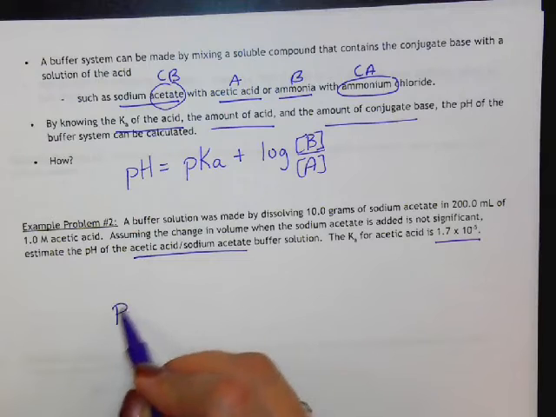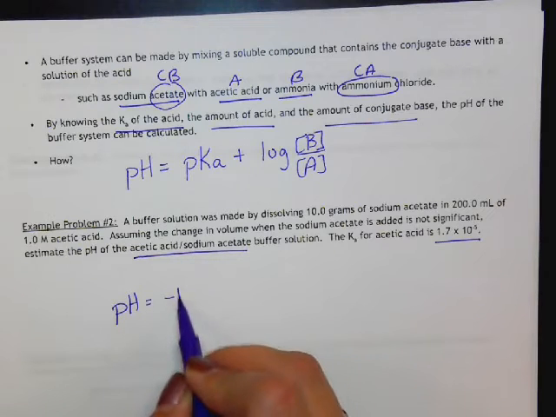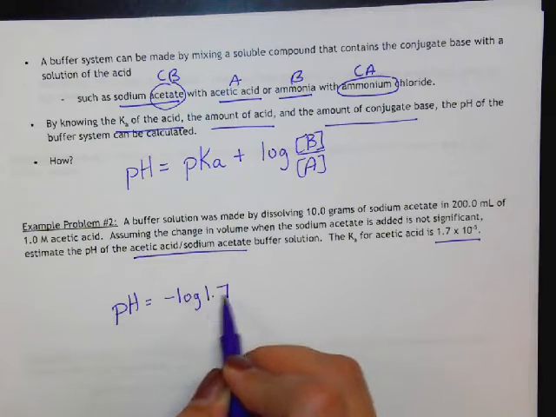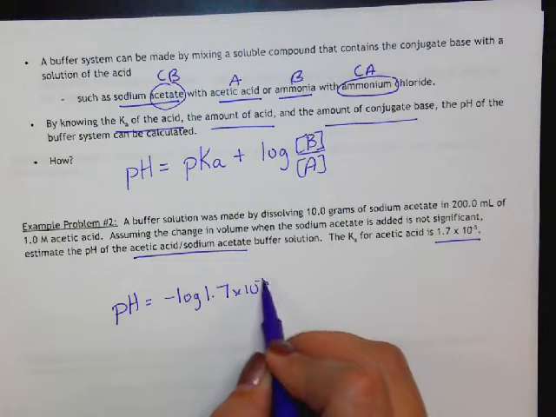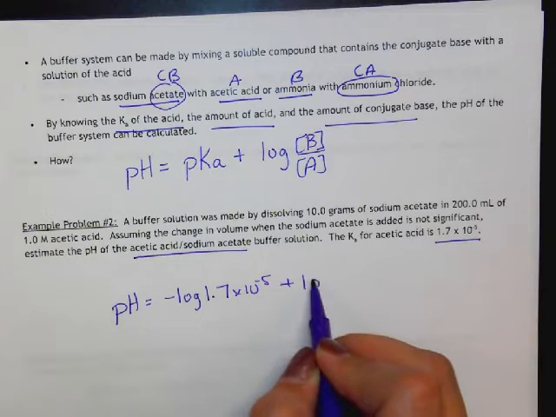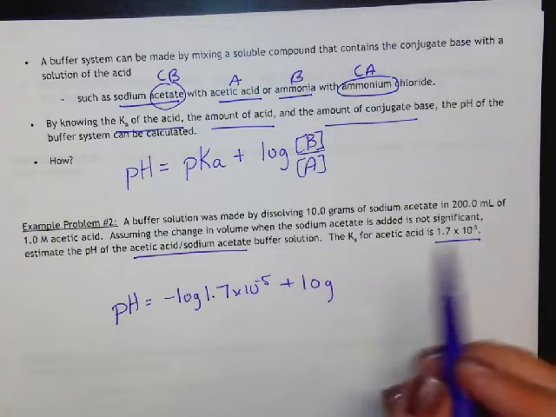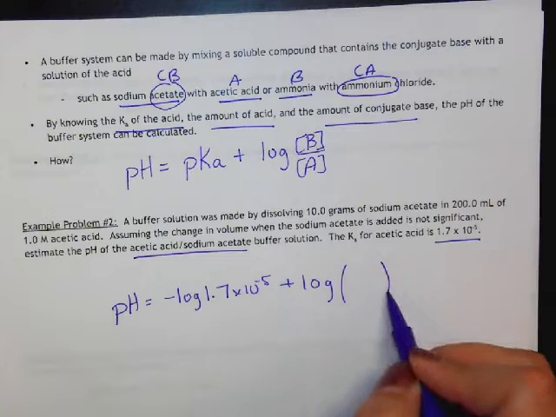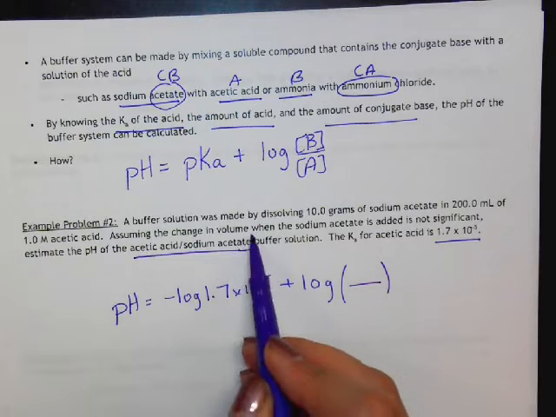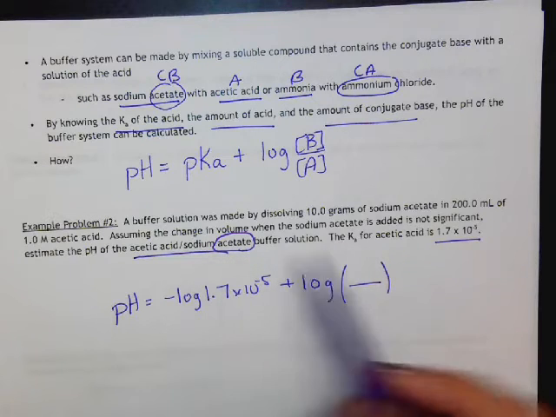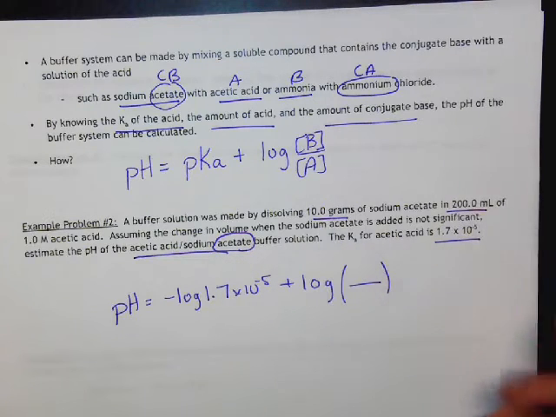So we know the Ka. To find the pKa, remember that's just the negative log of our Ka. Right? And then we say plus the log of our concentration of base divided by acid. So base, of course, is our acetate. Right? We have 10 grams and 200 milliliters. So we would need the concentration of acetate.